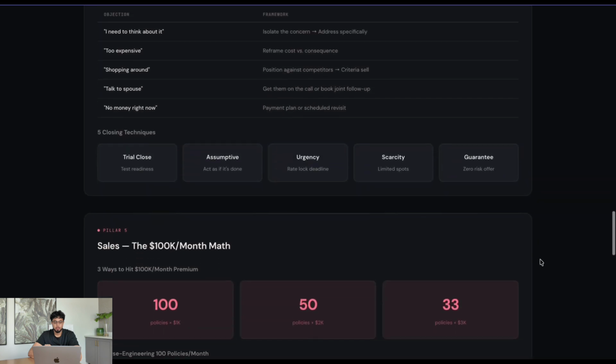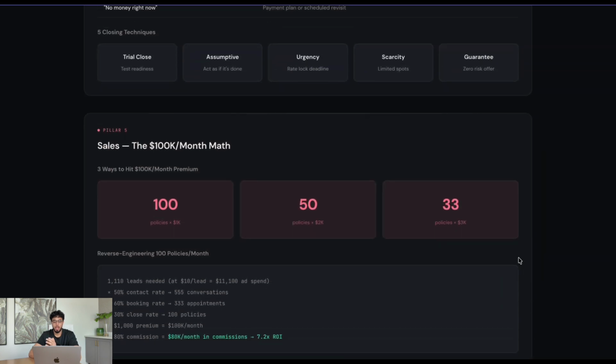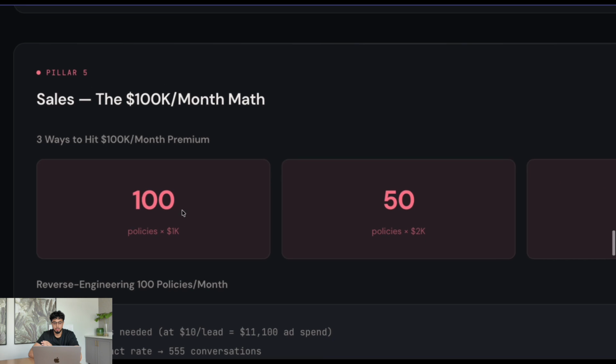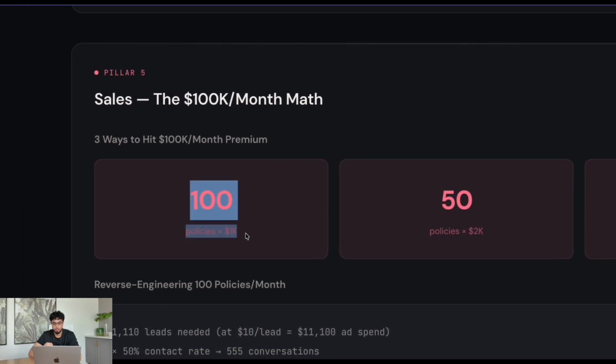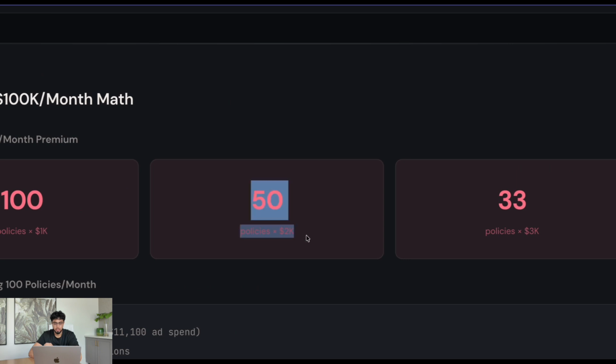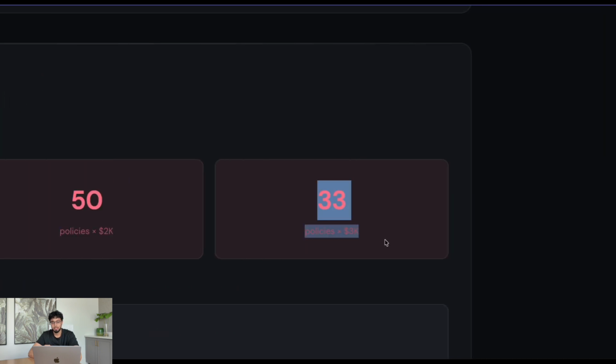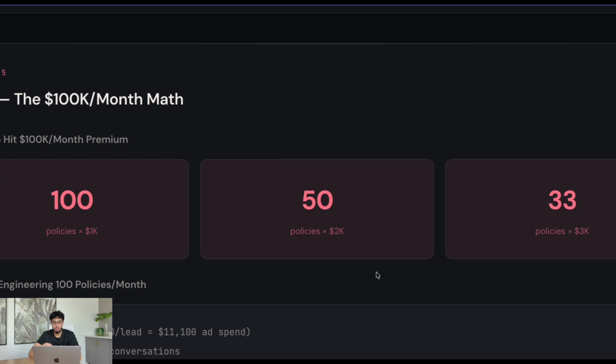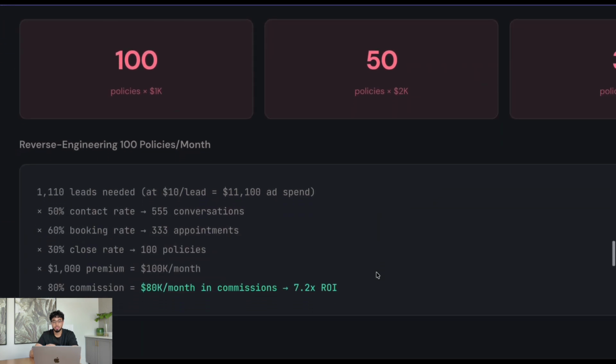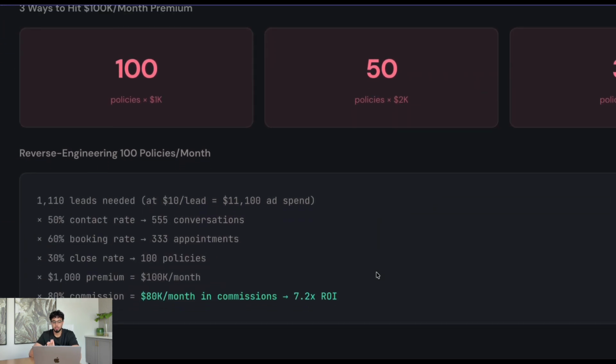And moving into the last pillar, just sales, but actually breaking down how much you need to make and how many policies you need to close to make $100,000 a month. Let's say there's 3 ways to hit $100,000 a month in premium. 100 policies at $1,000 each, 50 at 2K each, or 33 at 3K each. You can decide what you want to do, whether it's more volume or less volume. And actually going into the ROI, reverse engineering the process so you know what to do.